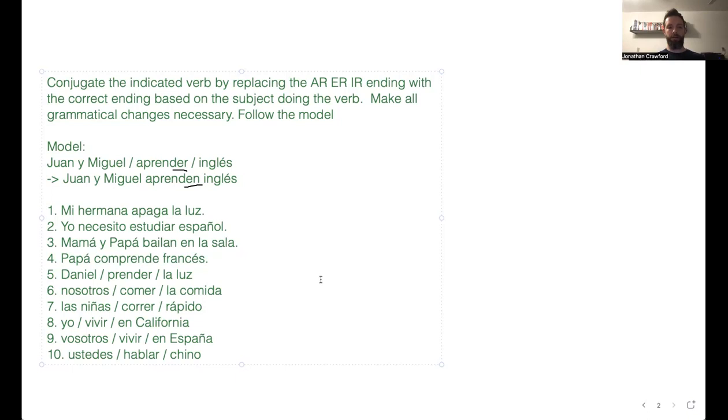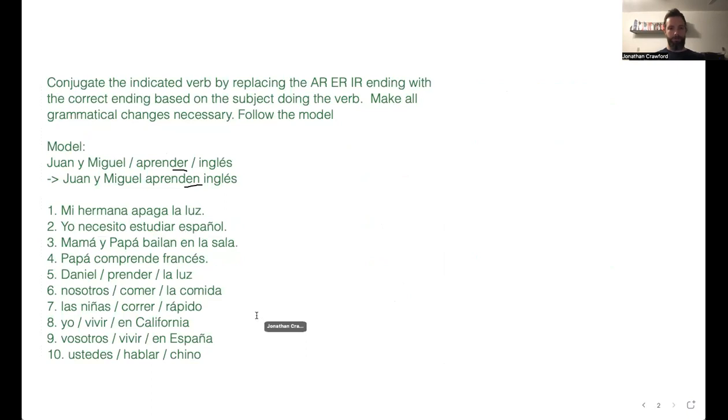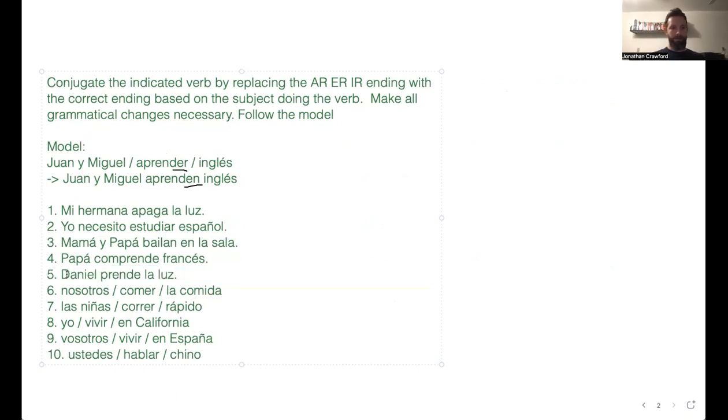Daniel prender la luz. Daniel is él. Prender, ER verb, e. Daniel. Prender has to be like that. Prende. Daniel. Daniel prende la luz. Make sure it's a capital D. Put a period at the end. Get rid of the forward slashes.